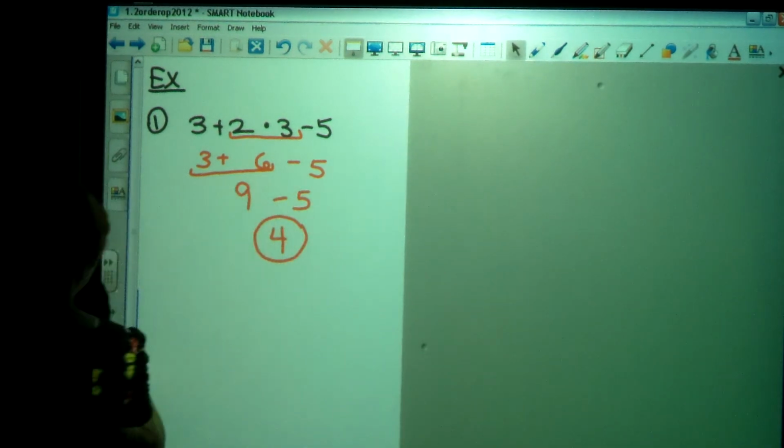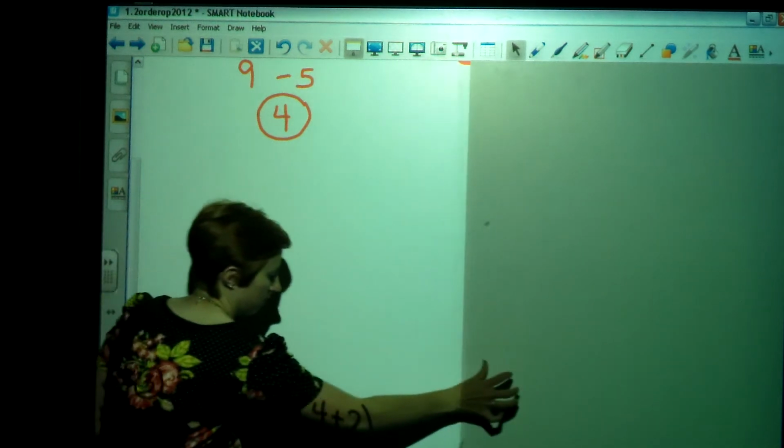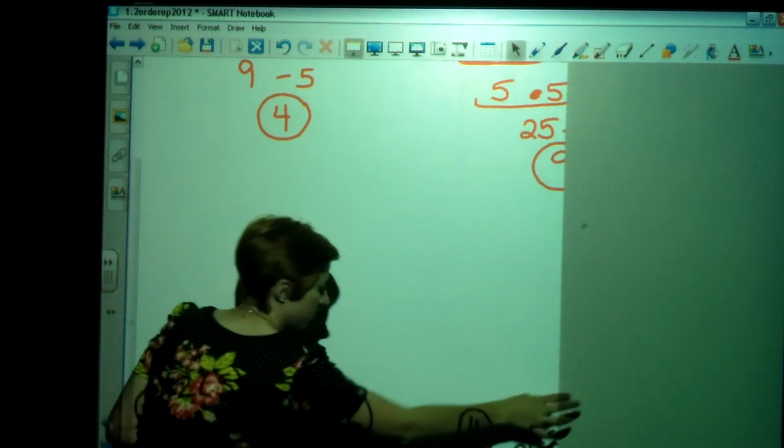So let's look at example 3 now. Oh, took away my extend the page.